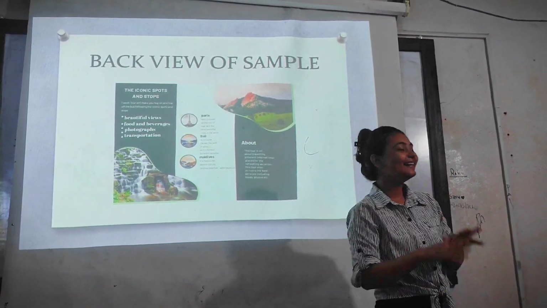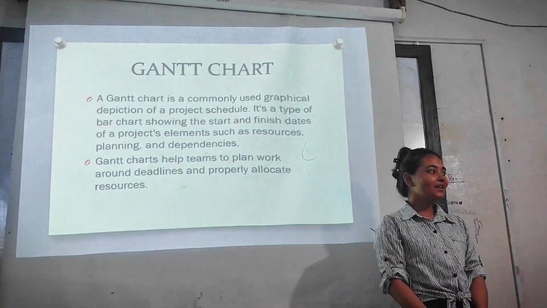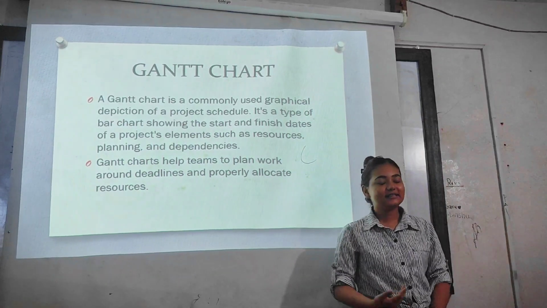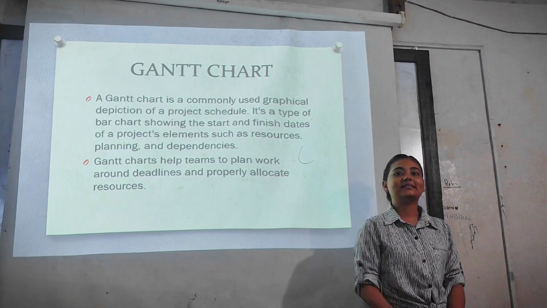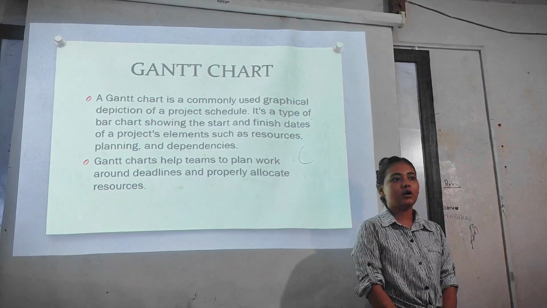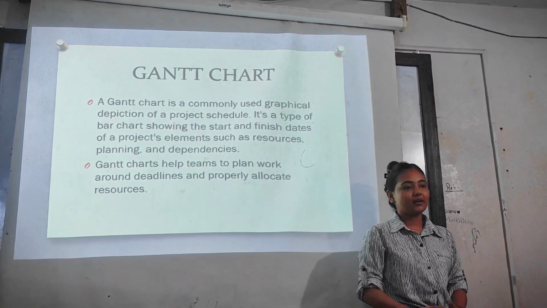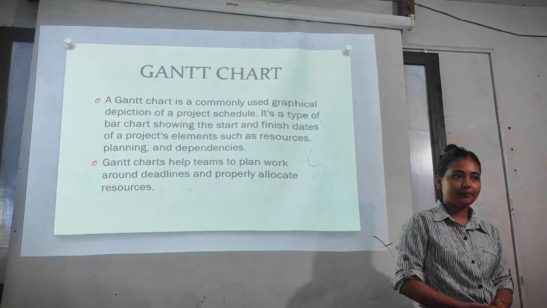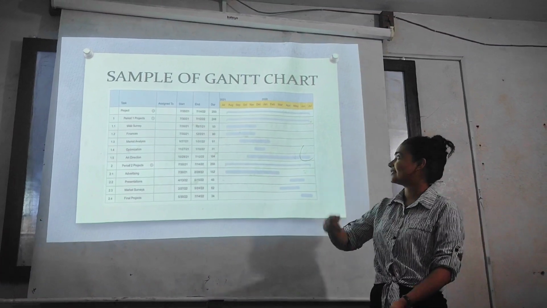And another is a Gantt chart. It is a chart in which a series of horizontal lines shows the amount of work done or production completed in a certain period of time in relation to the amount planned for those periods, and this is the sample of a Gantt chart.